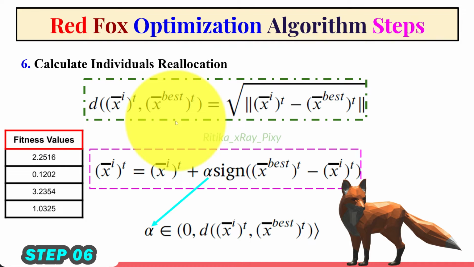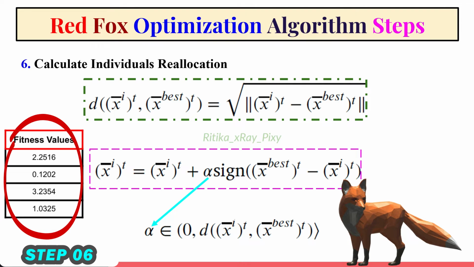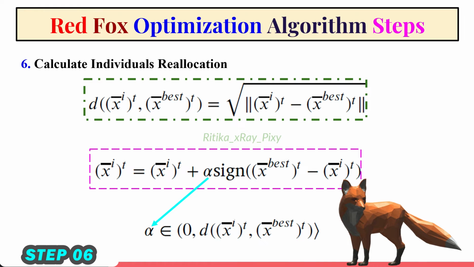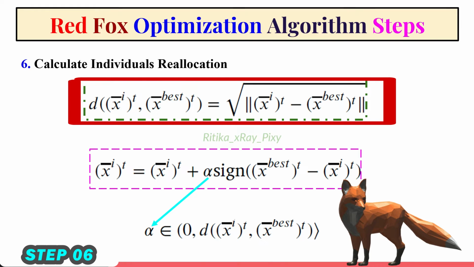So first we will sort this population according to their fitness, and for the best candidate we will calculate. Here you can see x best, that is the best individual, or you can say best candidate, best member, best fox among all. For the best candidate we will calculate the square of the Euclidean distance to each individual in the current population.